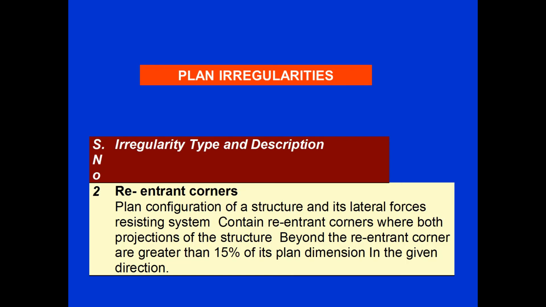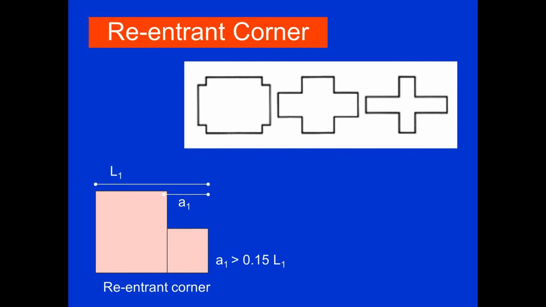Next is plan irregularities. Re-entrant corner is the best example. Plan configuration of the structure and its lateral force resisting systems contain re-entrant corners where both projections of the structure beyond the re-entrant corner are greater than 15% of its plan dimension in the given direction. So this is the example.